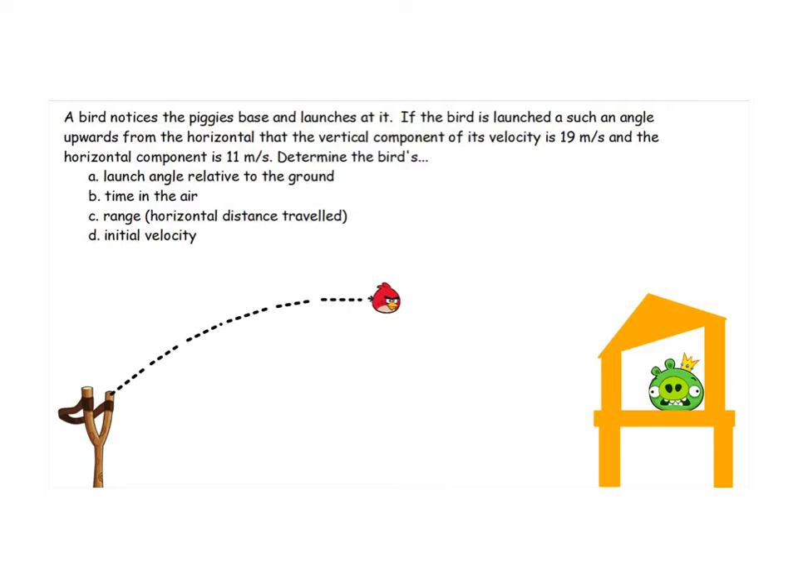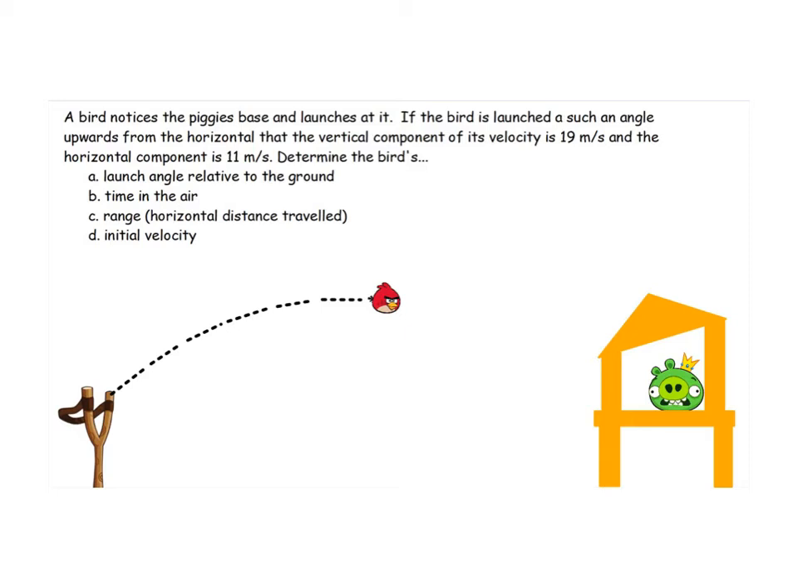So here's a question. We have a bird. It notices a piggy's base and launches at it. The bird is launched at an angle towards the horizon. It gives us some information about its initial velocity. It wants us to find the launch angle, time in the air, range, and initial velocity. So we have a lot of questions to answer here, and a lot of different ways to get at it. Let's look at A first.